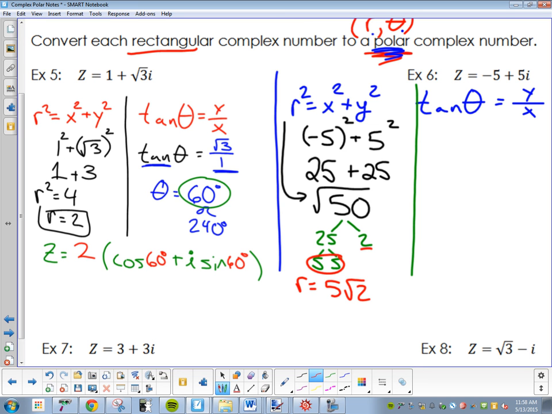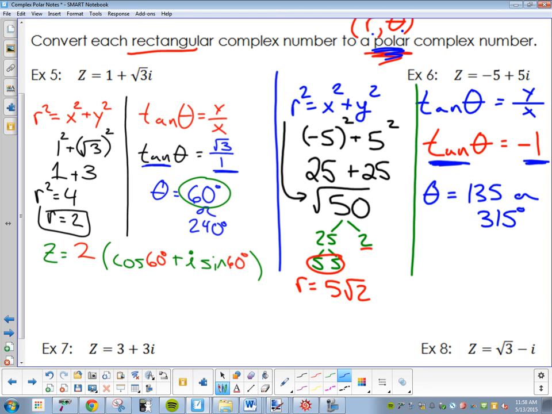Okay, my second one says tangent of theta equals y over x. So tangent of theta here is going to be equal to my y value over my x value. So in essence, what's y over x going to get me here? -1, because it's 5 divided by -5, so it's -1. So we're going to go to our unit circle and figure out when tangent is -1. 135 is one of the options. 315? Okay, 135 or 315.